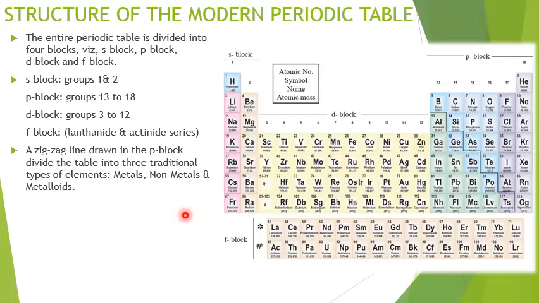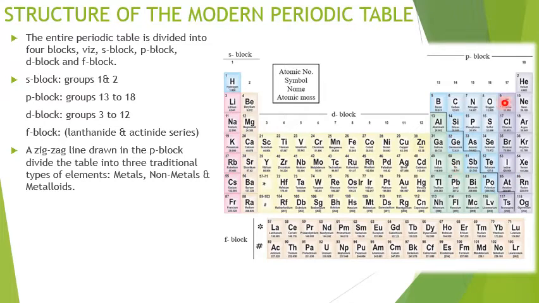A zigzag line drawn in the P block divides the table into 3 traditional types of elements: metals, non-metals and metalloids. This is also one of the methods to classify the periodic table. You can see this zigzag line here. Are you seeing it? Whatever elements are sitting on the zigzag line, arsenic, tellurium, silicon, they are metalloids. See, these are metalloids. And on the left hand side, this area, they are all metals.